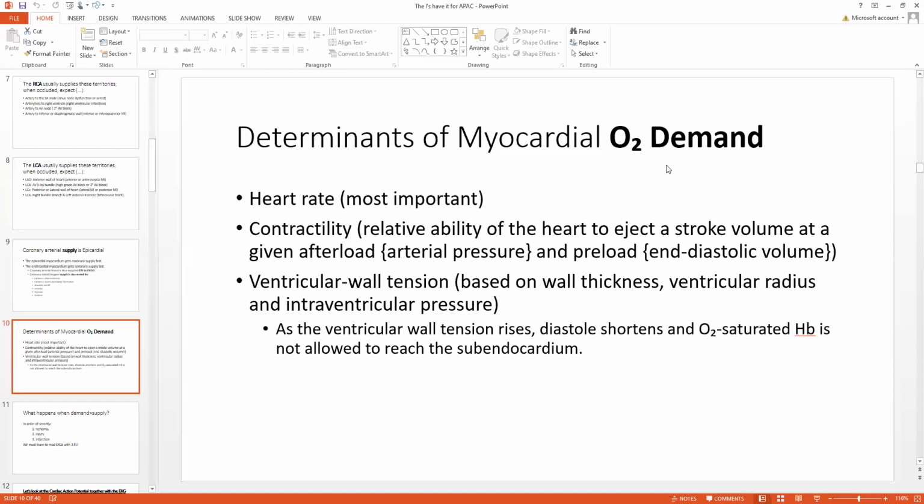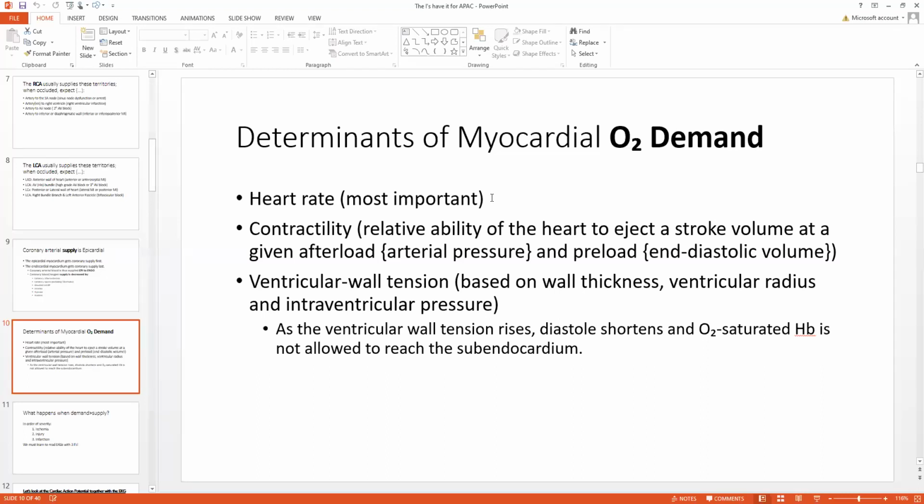About demand. Well, if you don't know anything else about myocardial oxygen demand, it's determined by heart rate. That's why when we do treadmill tests, we monitor heart rate. If you want to stop a treadmill test to stop a patient from having chest pain or electrocardiographic changes, you just ask the patient to step off the treadmill and the heart rate will slow and the demand will decrease.